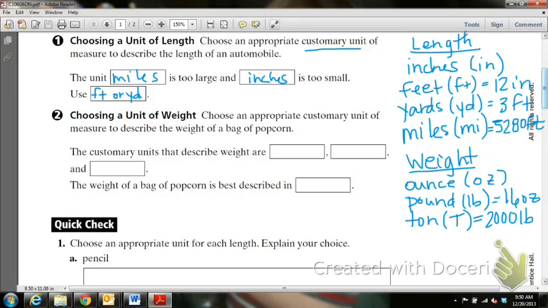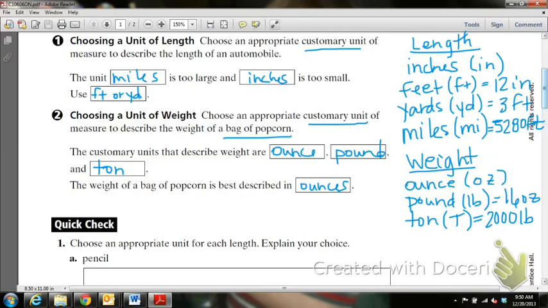What about weight? Choose an appropriate customary unit of measure to describe the weight of a bag of popcorn. Okay, well, weight, we use ounce, pound, and ton. What's best for a bag of popcorn? That's pretty light, so I would say to describe it in ounces.